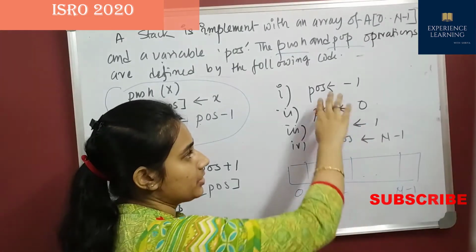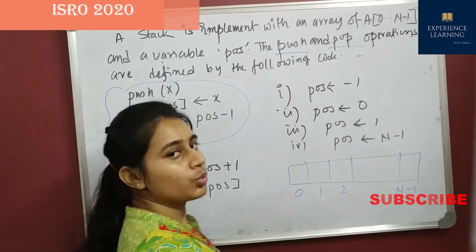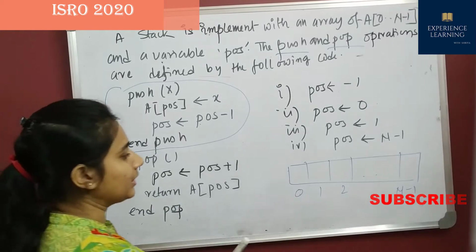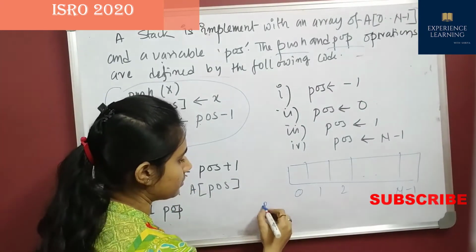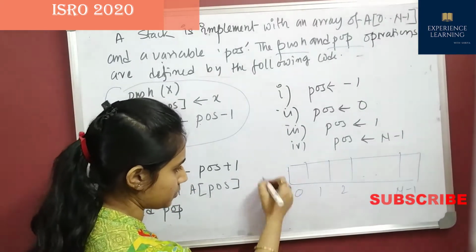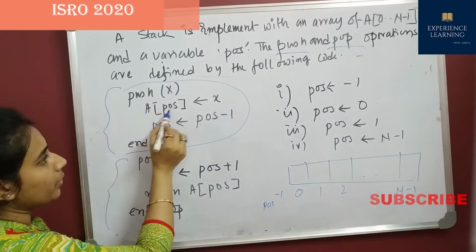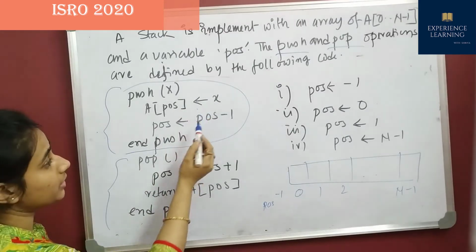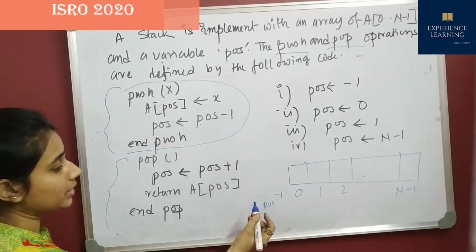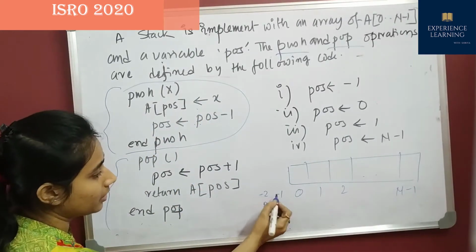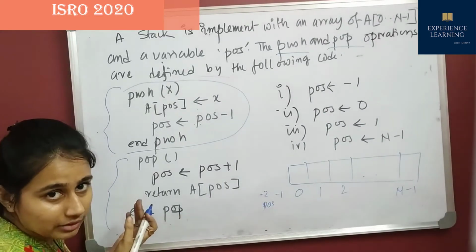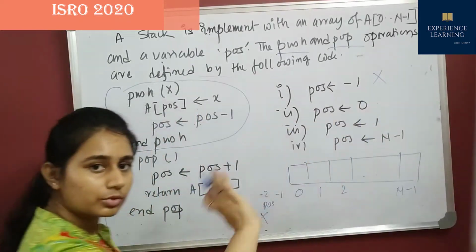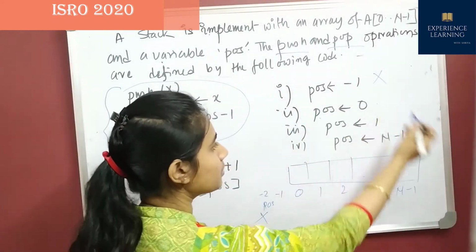Now say I have set the pos value as minus 1 initially. Okay, fine. If I set it to minus 1, pos minus 1 means just before it. First data will be inserted and then pos minus 1, so it will be minus 1, minus 2 like this. So pos minus 1 is not possible.